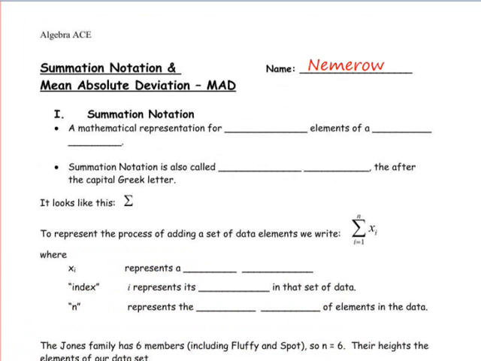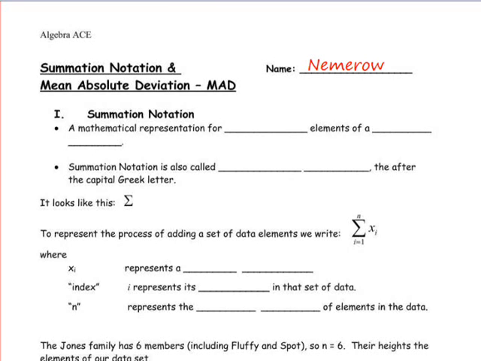Let's take a look at the summation notation and MAD, mean absolute deviation notes. If at any point you need to pause it as we go here, that's fine. Just talk to the sub and ask the sub to pause it or go back. I'm going to move a little bit quick so the video isn't super long, so you may need to pause.